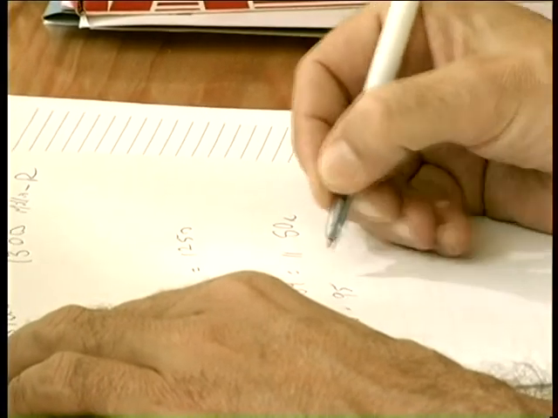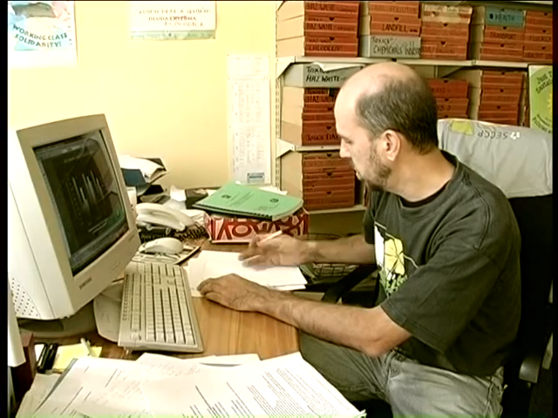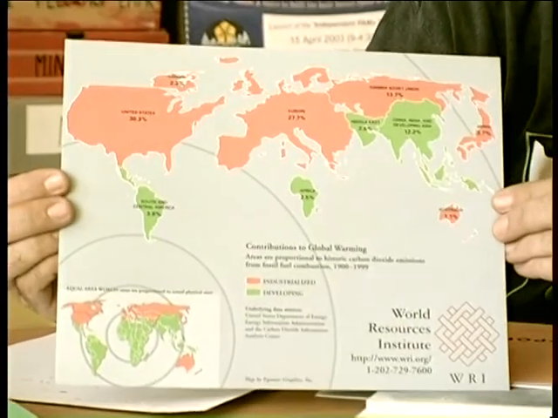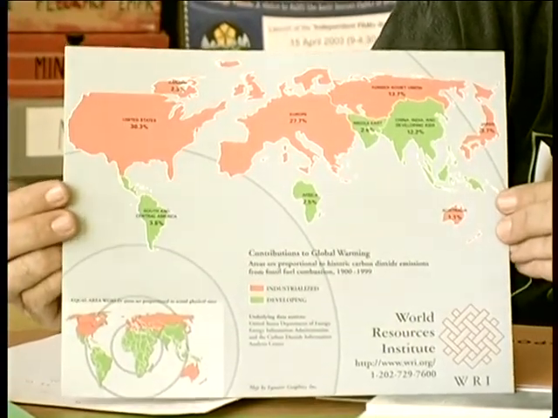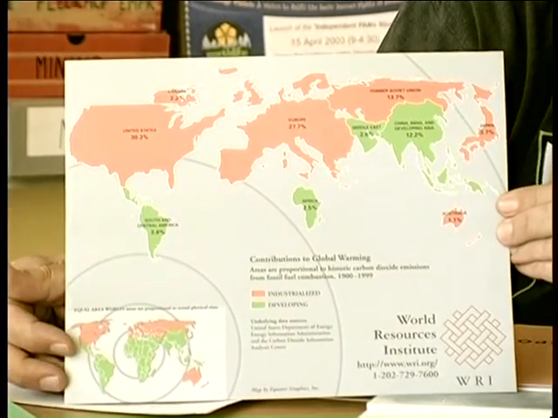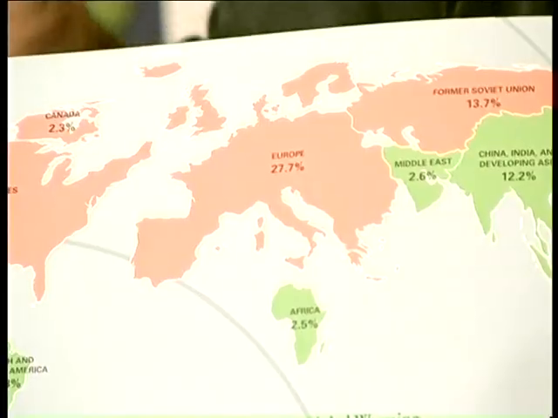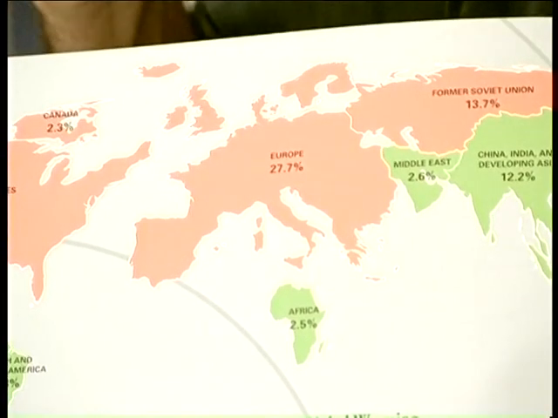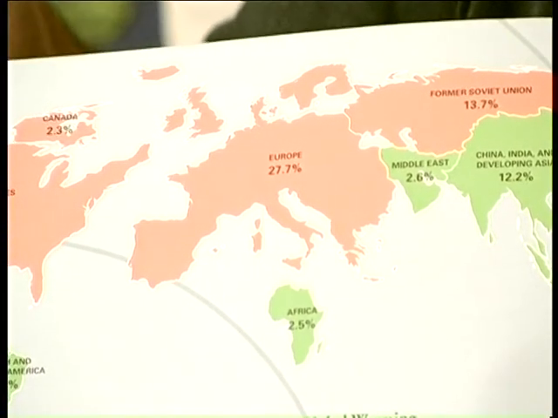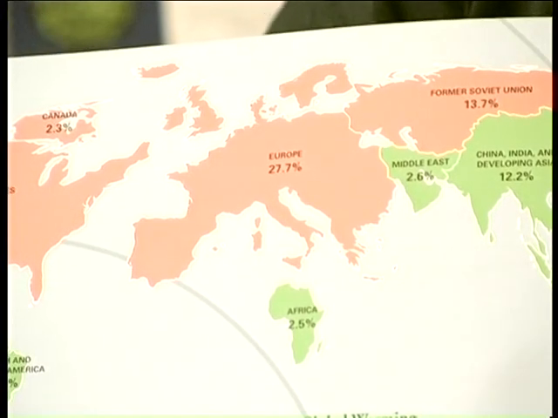So one of the indications that we have of the global footprint of people's energy use is this map of the world prepared by the World Resources Institute, and you'll see that the countries are all very funny sizes. We know that Africa is not actually that small compared to Europe. This is a map where the size of the continents is indicated according to their contribution towards global warming.